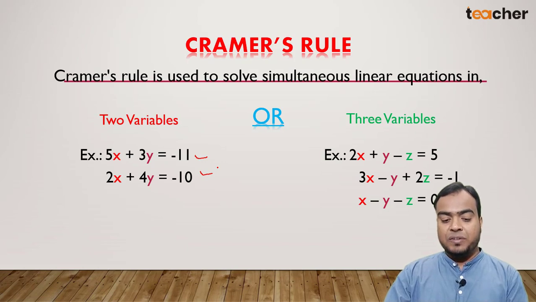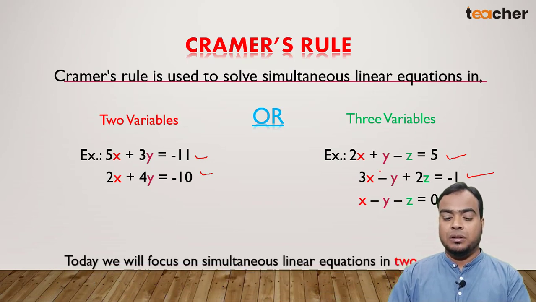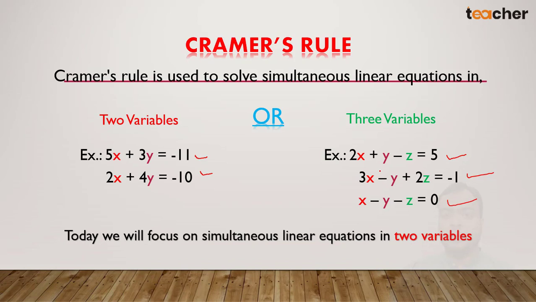Now if we want to find the value of x and y, it means finding values of x and y such that they satisfy both equations. In the same way, the values of x, y and z should be found such that they satisfy all three equations. So this can be solved using Cramer's rule. Today we will focus only on linear equations with two variables.